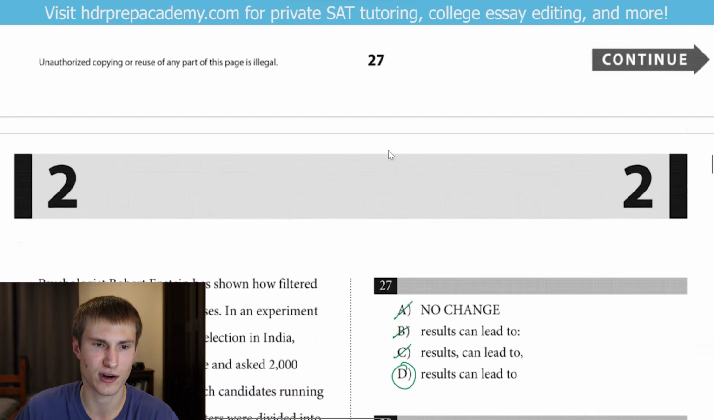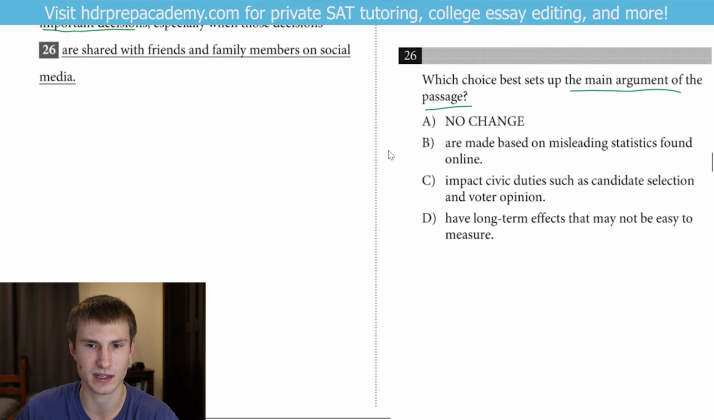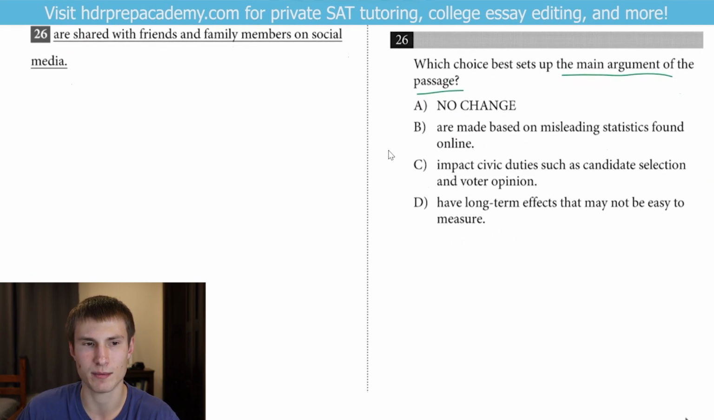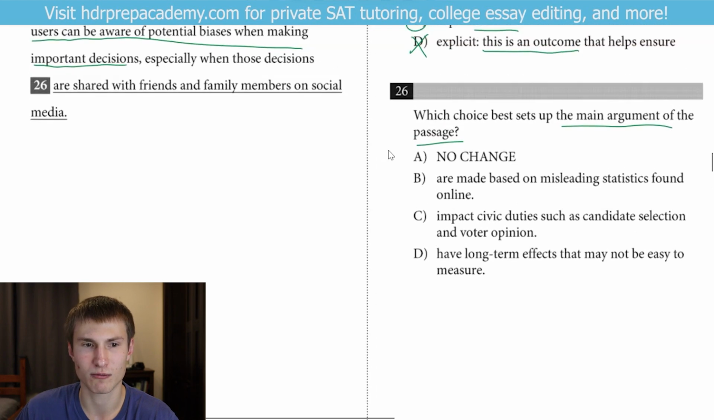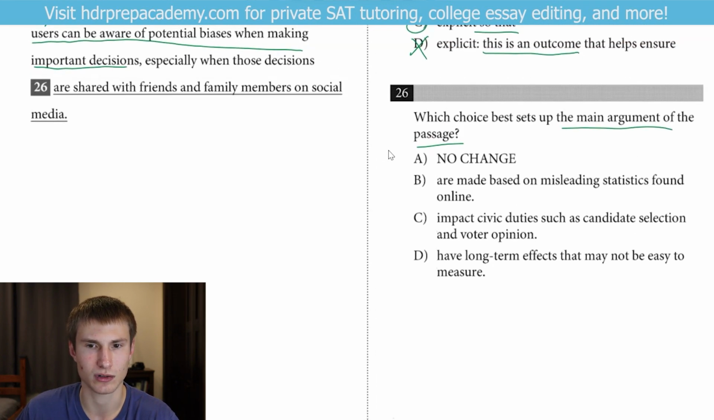Now that we've read this next paragraph, we can go back up and we should be able to answer 26. So which choice best sets up the main argument of the passage? What it looks like right now is that we want to talk about something political. If we read on and we find that that's not the case, we can come back and change our answer for 26. But usually you should be able to answer it after you've gone through that next page.